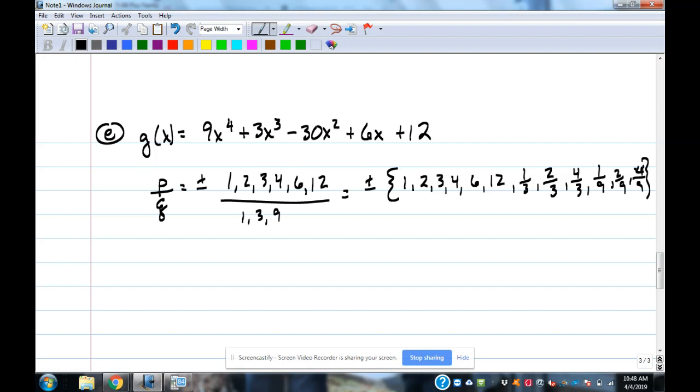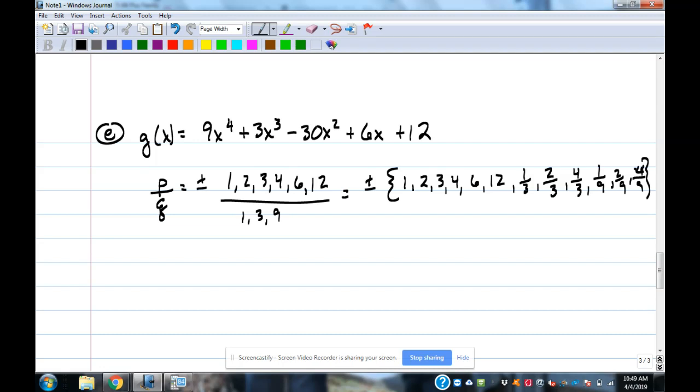What could I have done at the beginning here that would make this easy? I could have factored out a 3, and that would have made my numbers for my P over Q list much smaller, right? Yeah, that would have probably been a good idea. Not going to mess us up if we don't do that, though. Okay? It just makes it easier if you do take the GCF out.